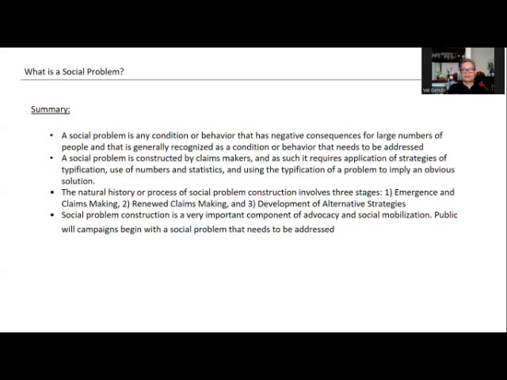A social problem is constructed by claims makers, and as such, it requires application of strategies of typification, use of numbers and statistics, and using the typification of a problem to imply an obvious solution. The natural history or process of social problem construction involves three stages: 1. Emergence and claims making. 2. Renewed claims making. And 3. Development of alternative strategies. Social problem construction is a very important component of advocacy and social mobilization. Public will campaigns begin with a social problem that needs to be addressed.